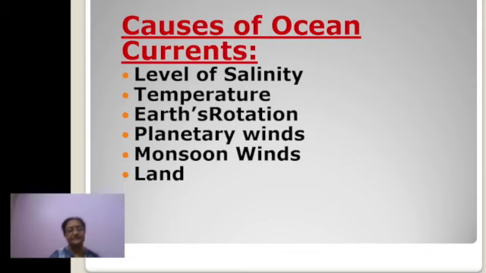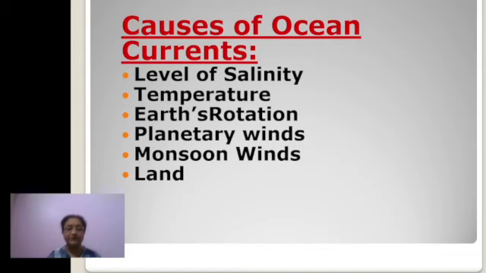Next is planetary winds. When we talk about the planetary winds or the permanent winds, these are also a determining factor regarding the direction of the ocean current. One example I'm giving you: the Gulf Stream flows along the eastern coast of North America. As it flows, it again turns, that is, the clockwise movement starts. And then a part of this ocean current is taken away along the northwestern coast of Europe.